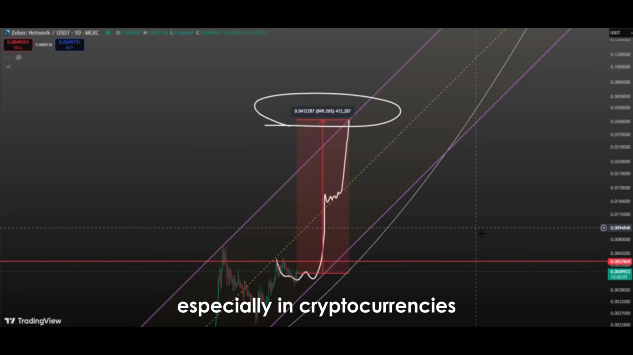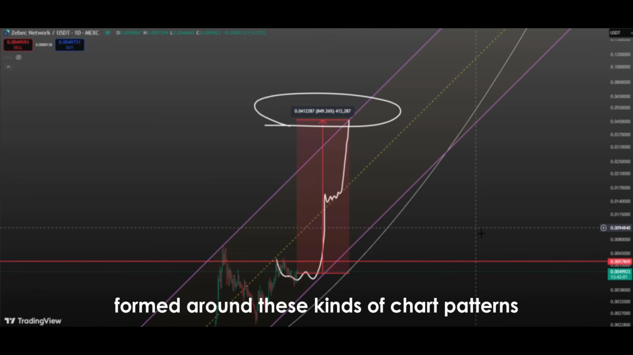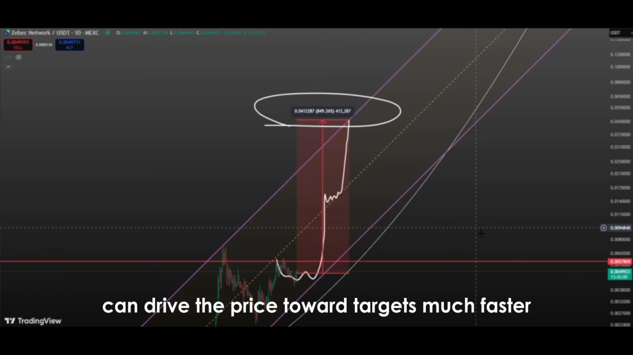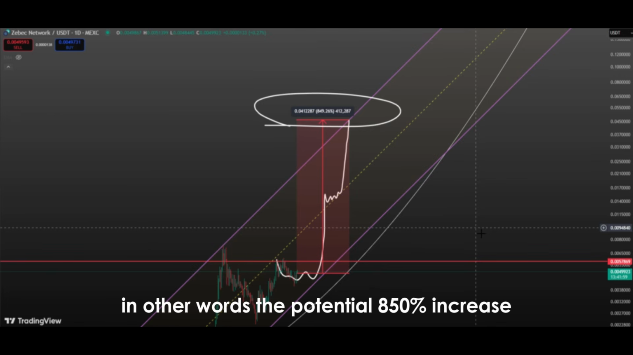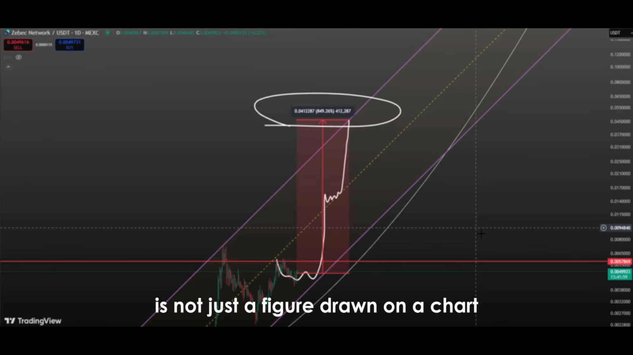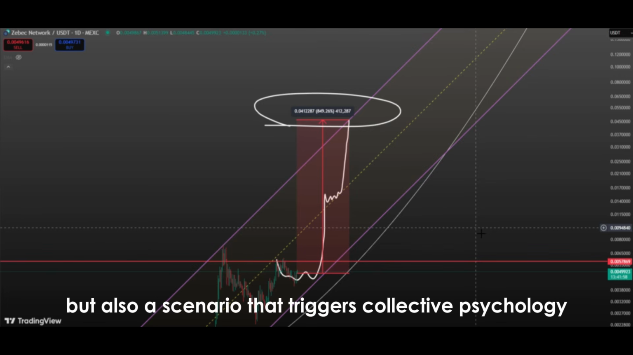Especially in cryptocurrencies, the collective expectations formed around these kinds of chart patterns can drive the price toward targets much faster. In other words, the potential 850% increase is not just a figure drawn on a chart, but also a scenario that triggers collective psychology.